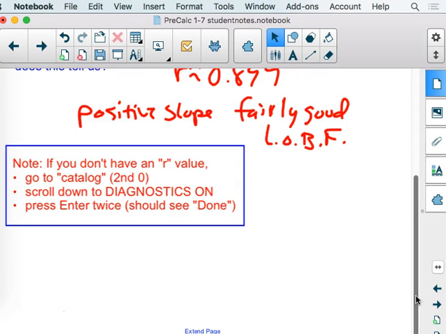Alrighty, so that was 1.7, and we had the rest of our formulas, graphs, verbal descriptions, and data.